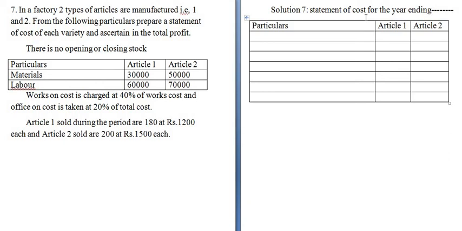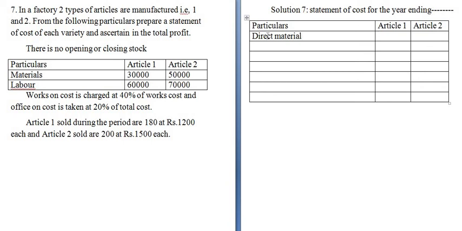Statement of cost for the year ending. You will have to make 3 columns, one for particulars, then article 1 and article 2. In this chart, what they have given is material as well as labor for article 1 and 2. So this itself is direct material and direct labor. So here first we need to take direct material.